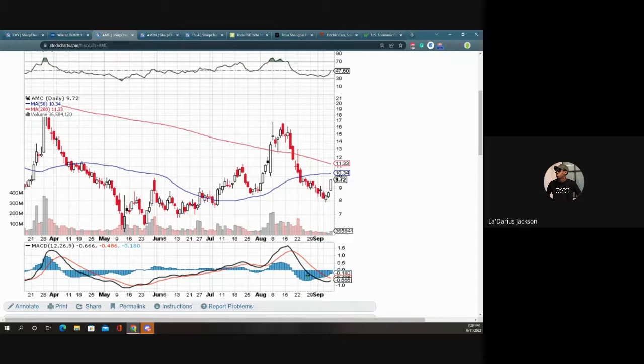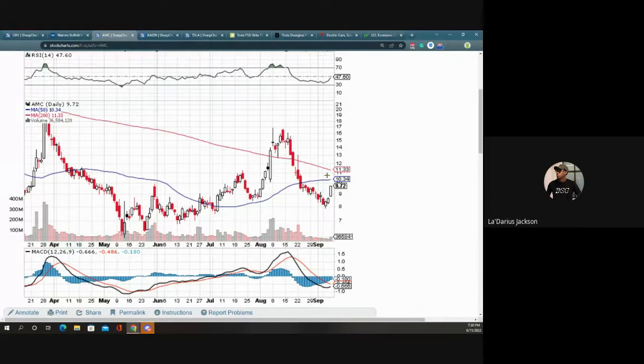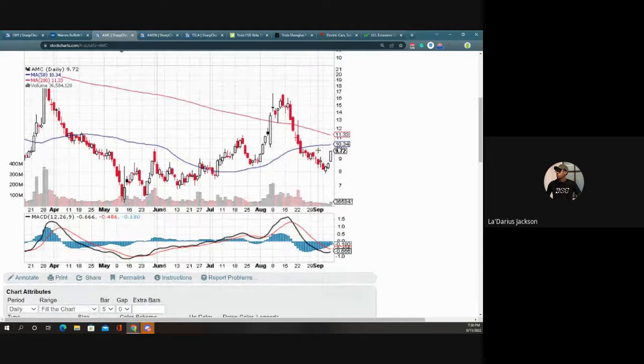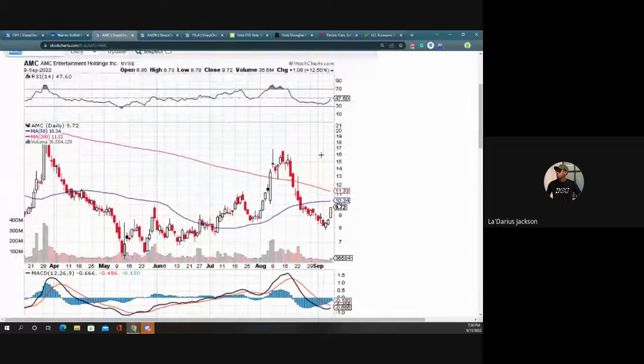We also have this MACD crossover about to happen. So it's curving up and it's getting really close to crossing over. If we can get this MACD crossover, then we can definitely get above this hump at the 50-day moving average. And again, the RSI is in the sweet spot between 45 and 55, and it's pointing up. So this one is definitely one to keep your eye on.